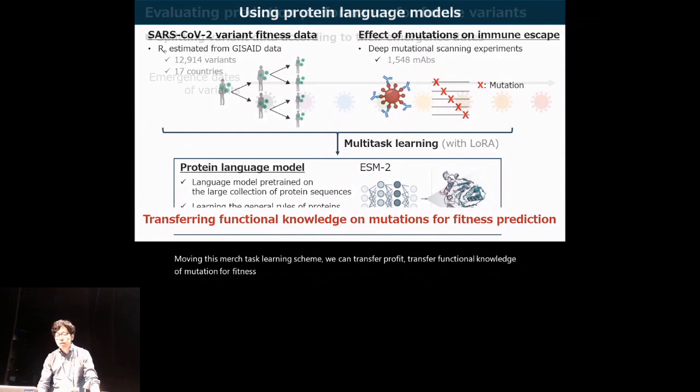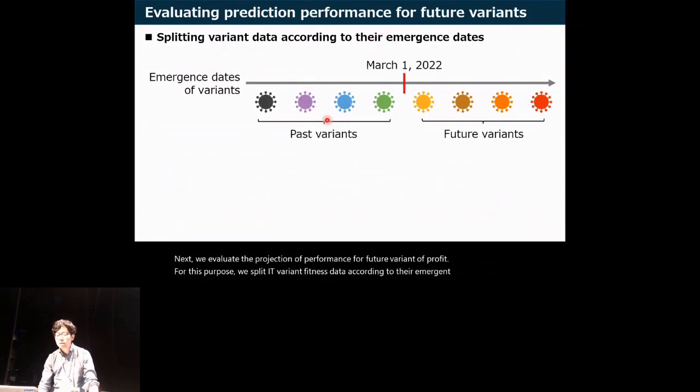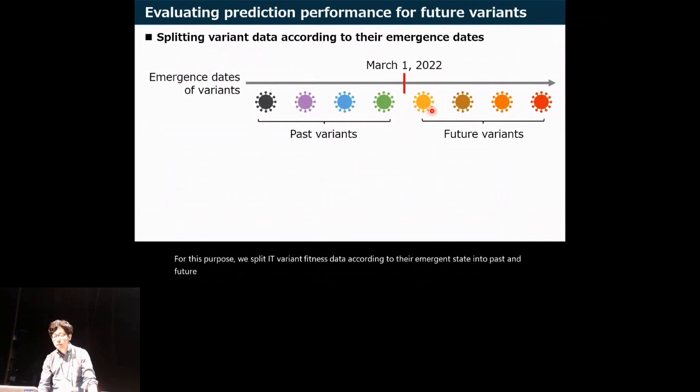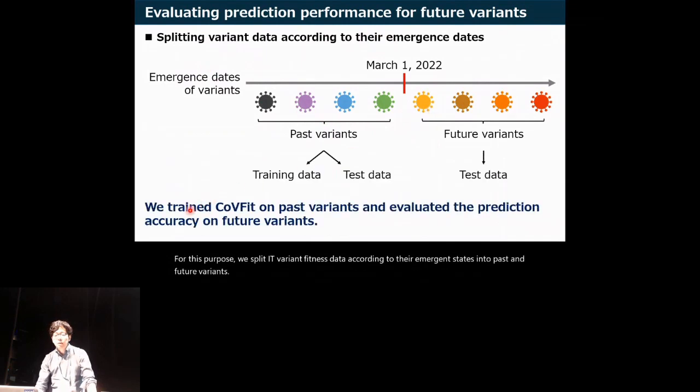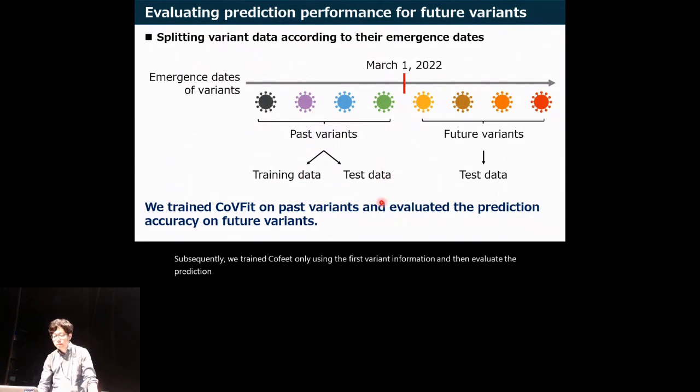Next, we evaluated the prediction performance for future variants of COVID. For this purpose, we split variant fitness data according to their emergence date into past and future variants. Subsequently, we trained COVFIT only using the past variant information and then evaluated the prediction performance for future variants. This is the prediction result.